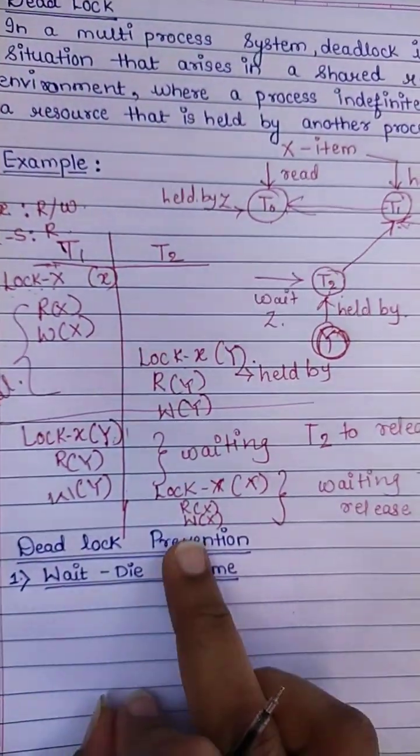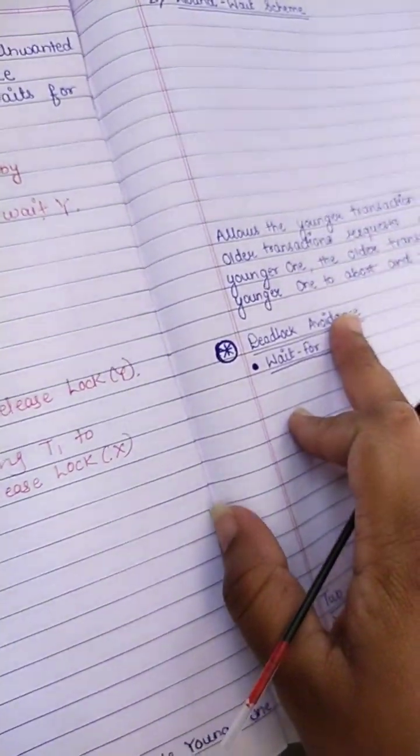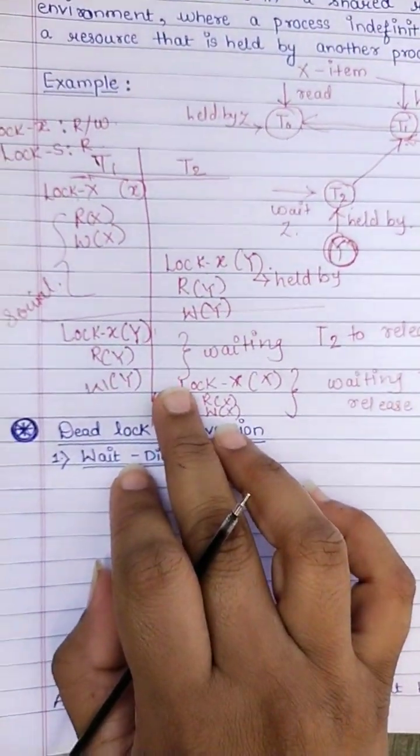Now, for deadlock there are two approaches, that is prevention and avoidance. So what do you mean by prevention now?